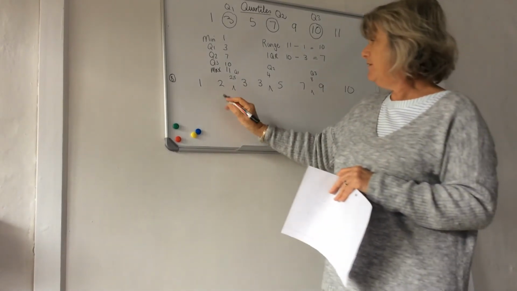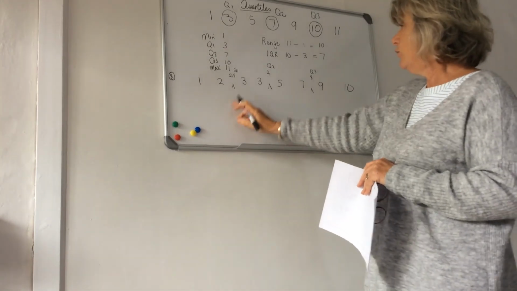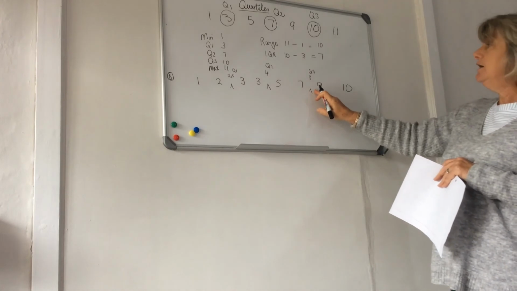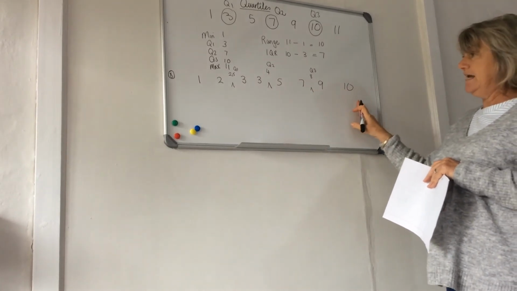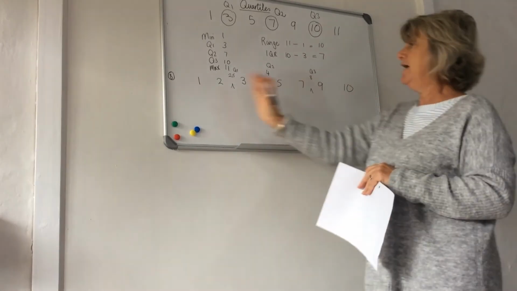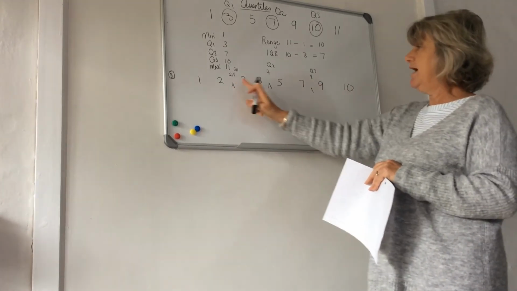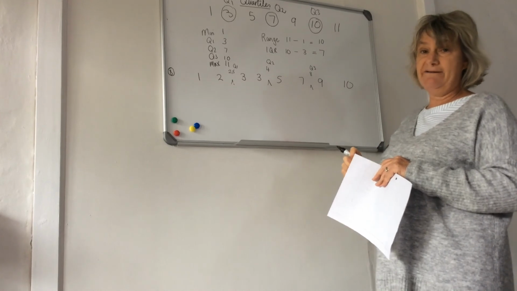So here I have a minimum of 1, a quartile 1 of 2.5, a quartile 2 or median of 4, quartile 3 of 8, and a max of 10. My range is 10 minus 1 equals 9. My interquartile range is 8 minus 2.5, which equals 5.5.